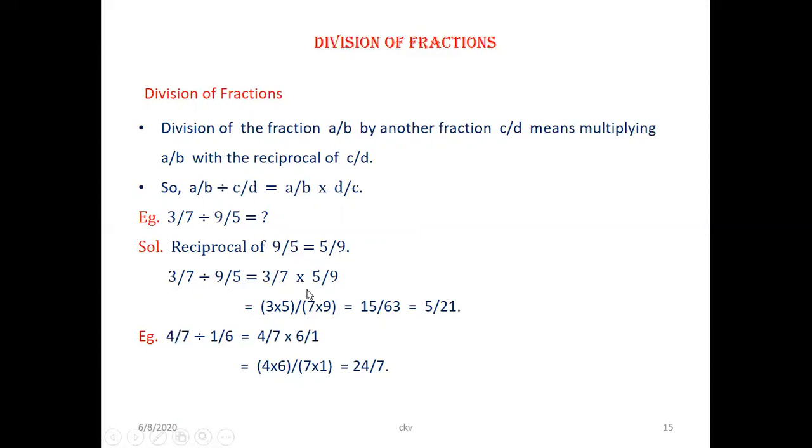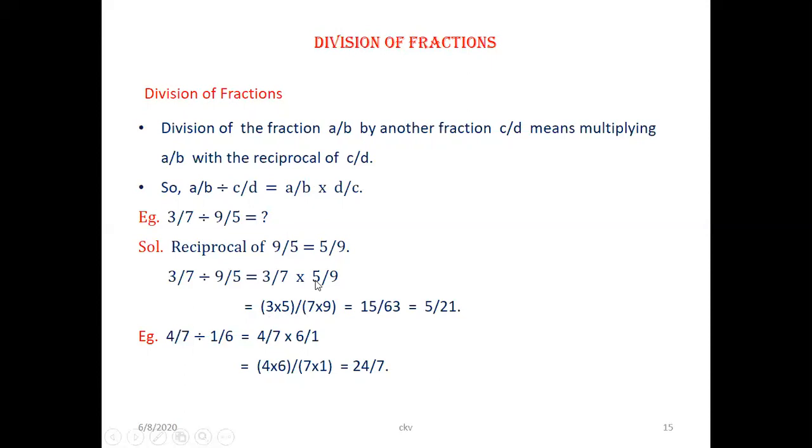So you multiply. Actually, if you take the reciprocal of a by 1, this is 1 by a. So this is 3 by 7 divided by 9 by 5, which means 3 by 7 into 5 by 9. Here it becomes the product of two fractions. As I discussed earlier, you have to multiply the numerators, put that in the numerator, and find the product of the denominators and write that value in the denominator.